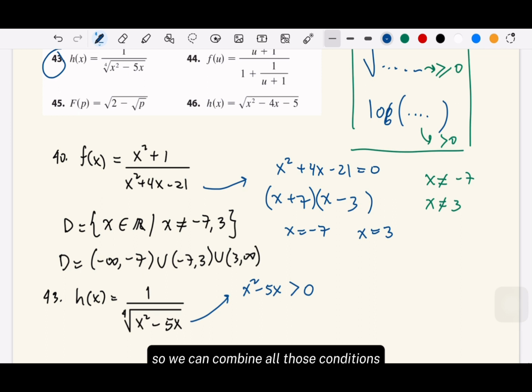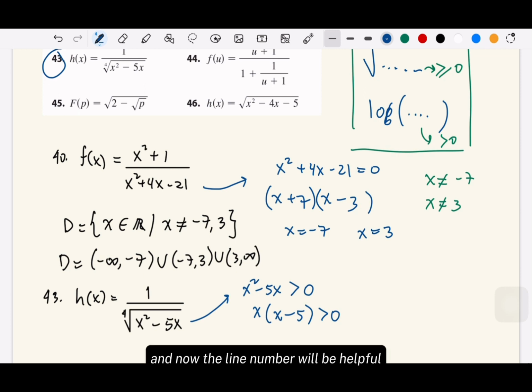So we can combine all those conditions. We can combine the rational with the roots and with the logarithm. Okay, we can combine all together actually. But let's say we are just going to combine the rational and the roots. We need to have that inequality, which means, if we factor this out, it should be this way.